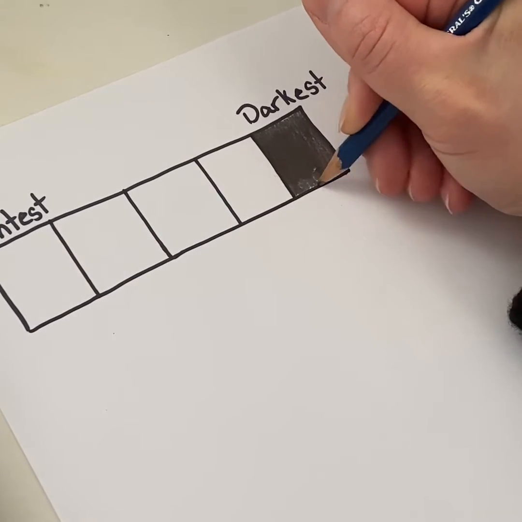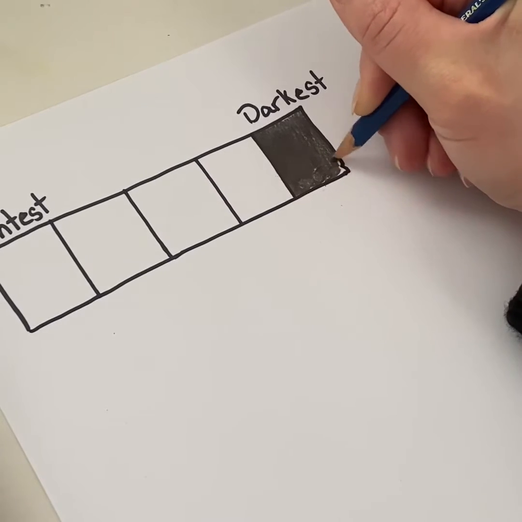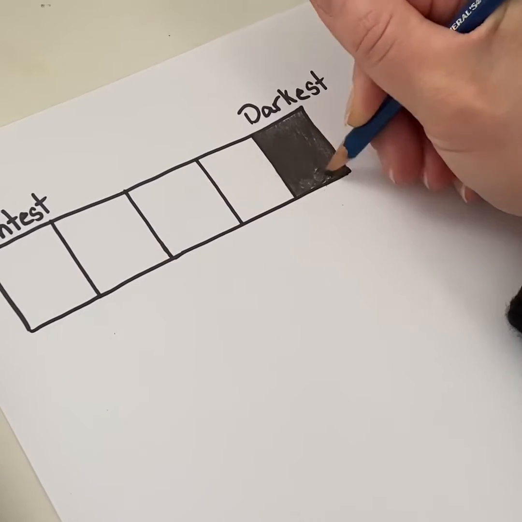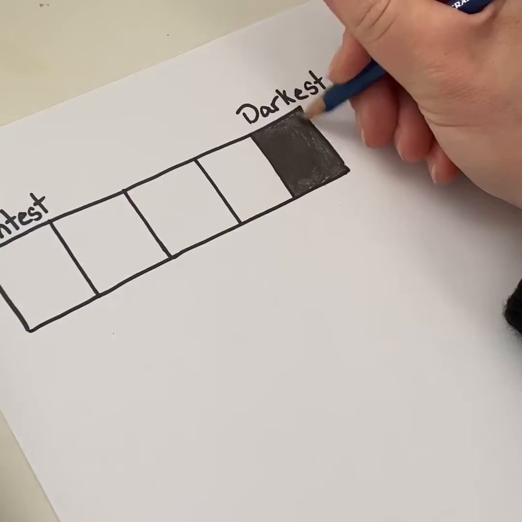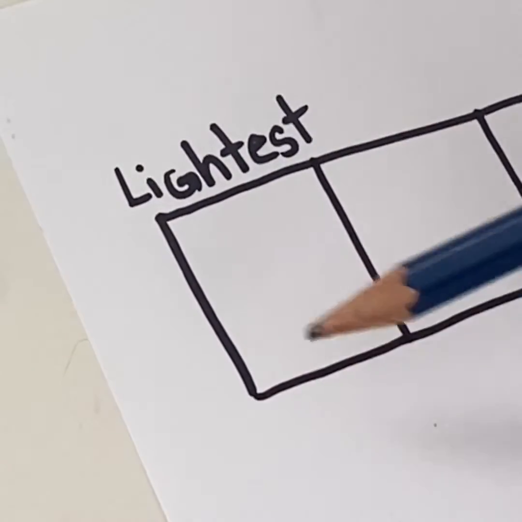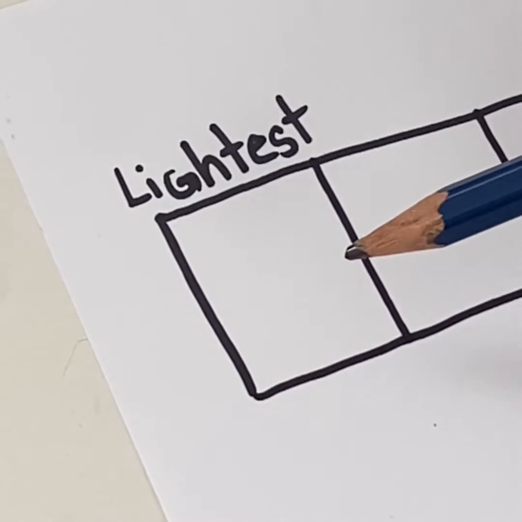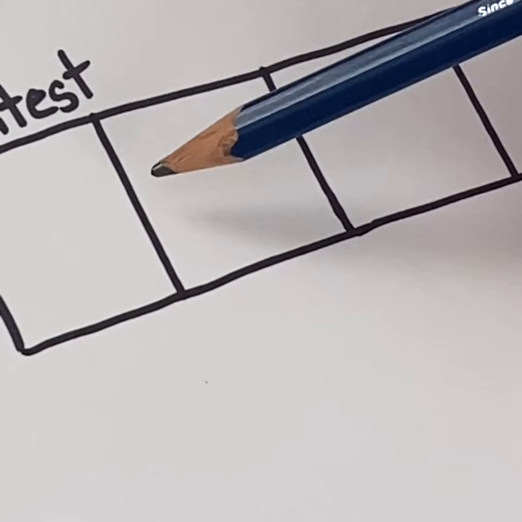All right, so we really want to push down very hard, get the darkest possible value that our pencil can give us, and eliminate all of the white paper. However, if we wanted the lightest possible value, I wouldn't even touch the paper, because the paper itself is white, and that is the lightest it could possibly be.